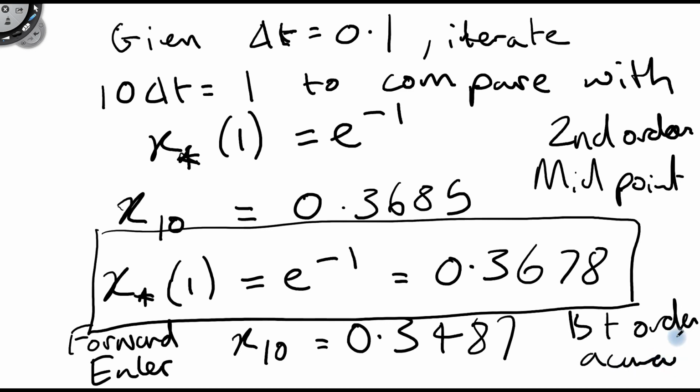And with this simple example with the true solution, we can just compare the two and see that for this choice of time step, the forward Euler is having errors or differences from the true solution in the second decimal point, whereas it's the third decimal point for the second order midpoint. Okay, it's all contingent on the size of the time step I've chosen.